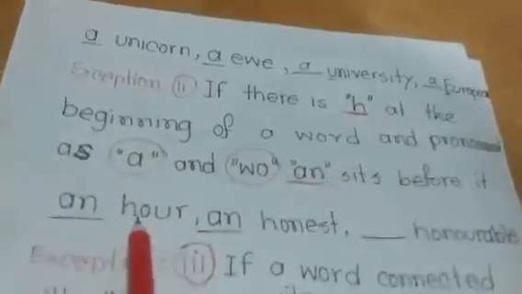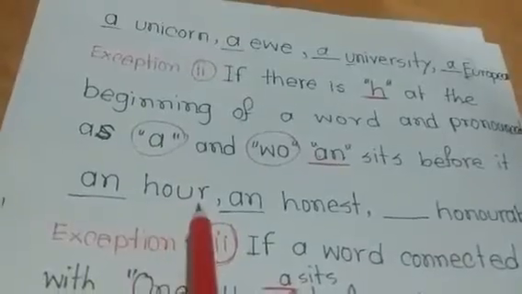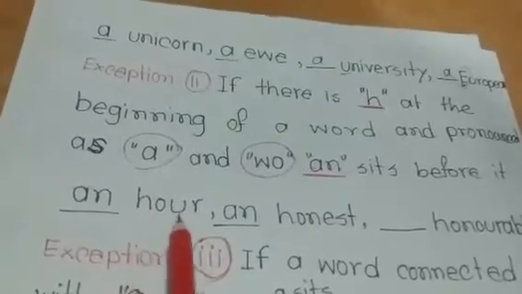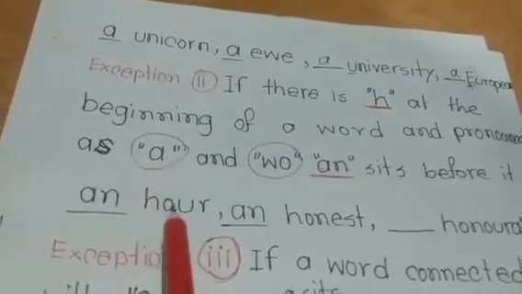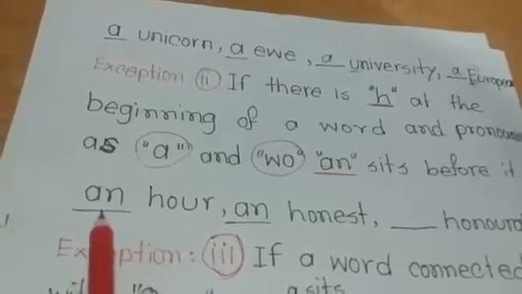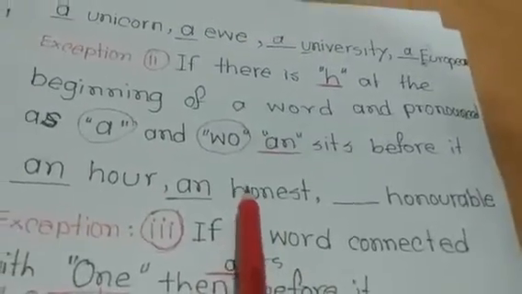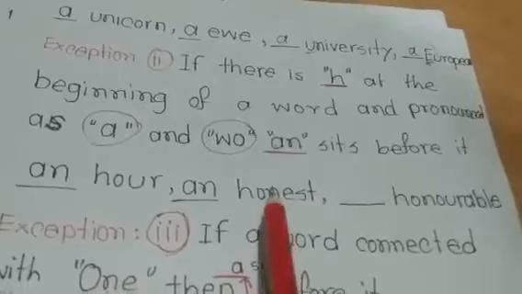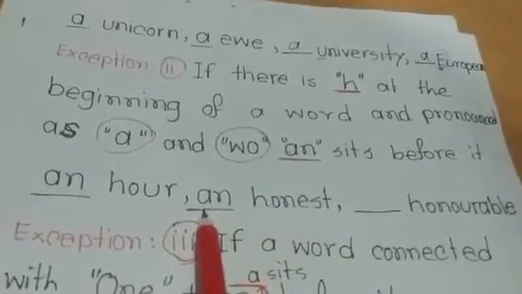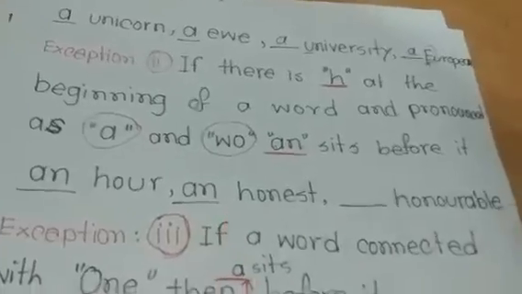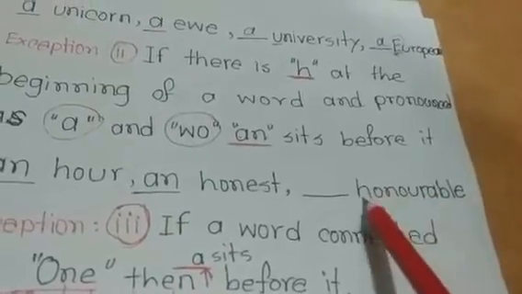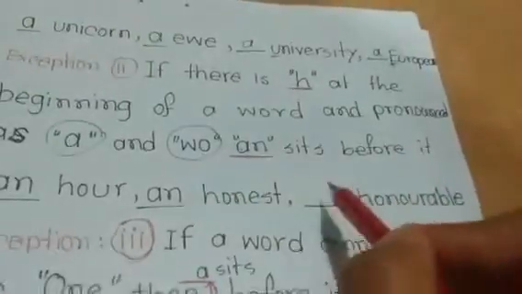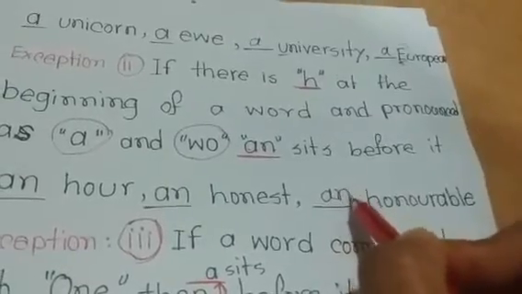Let's see the example. Here is H-O-U-R. The pronunciation is "our", not "hour". The first letter is pronounced as a vowel. If it is pronounced as a vowel, we will use "an". Another example, H-O-N-E-S-T, "honest". It's "onest". If the pronunciation starts with "o", we will use "an", not "a". Okay. Here is "honorable". It's "onorable". The pronunciation is like "o", then we will use "an" here, not "a".